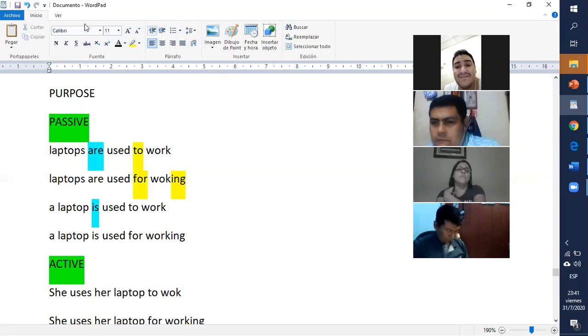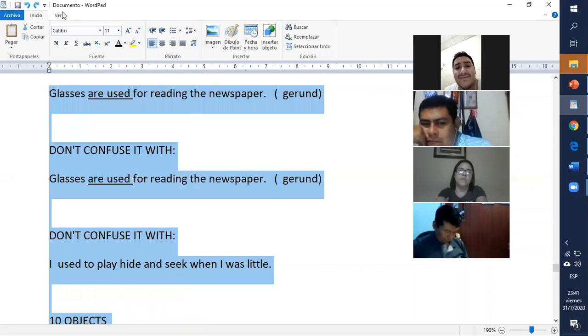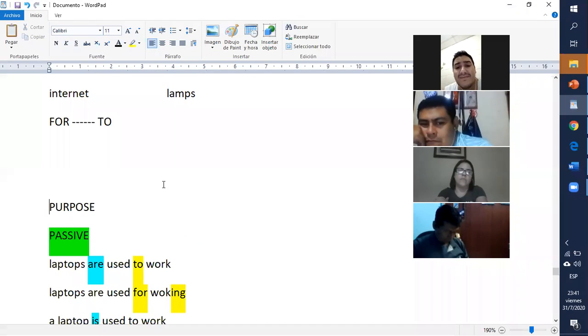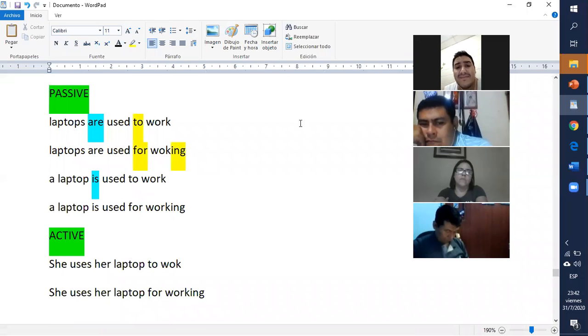No, not necessarily. Yeah, I understand it's a chaos, guys, because you never saw the passive voice before, so that's a problem. Hold on. Let's mute the microphones first. Okay? All right. So there is no difference in this case. It would be, for example, las laptops son usadas para trabajar, o las personas usan las laptops para trabajar. It's the same. It's just the order changes.